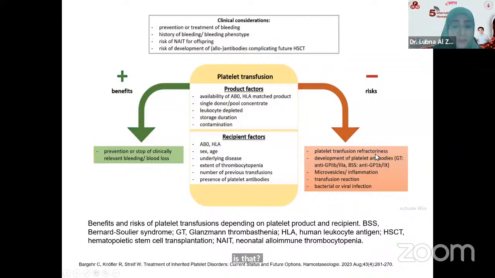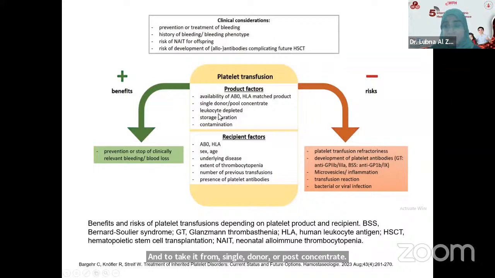However, the risk of platelet transfusion refractoriness should be weighed against the frequent use of platelet products, as well as the development of platelet antibodies, which is especially reported in Glanzmann and Bernard-Soulier cases, and transfusion reactions and bacterial or viral infection. When you use platelet transfusion, it is preferable to give ABO-matched, HLA-matched product, taken from a single donor or pooled concentrate. The latter is preferably leukocyte depleted. This is the recommended combination: leukocyte depleted with a short storage duration and tested for any contamination.